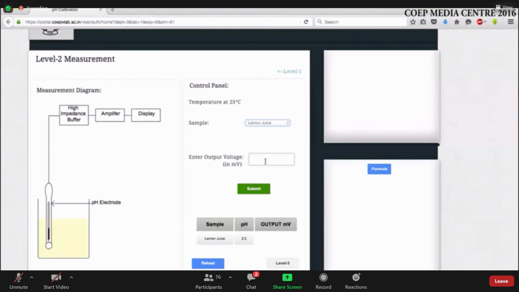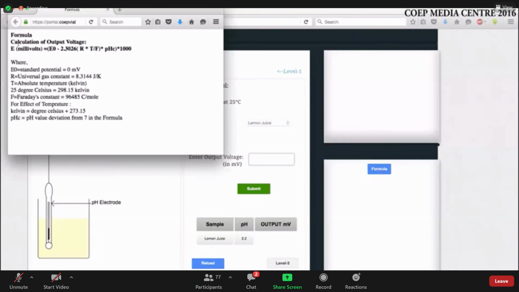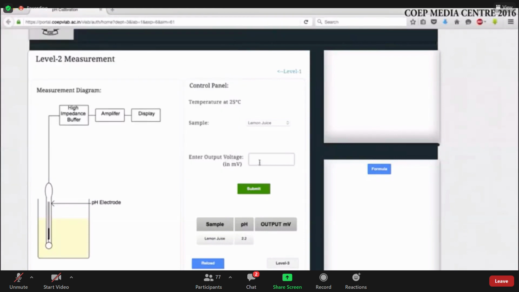Then the pH of lemon juice is 2.2. You will have to calculate what will be the output from a standard graph, or you can do it using the formula calculation for the output voltage E based on the material. So if you add here the value, it is 283.97. I click here. If the answer is correct, the value will. Now you can do it using various other materials and calculate the value.